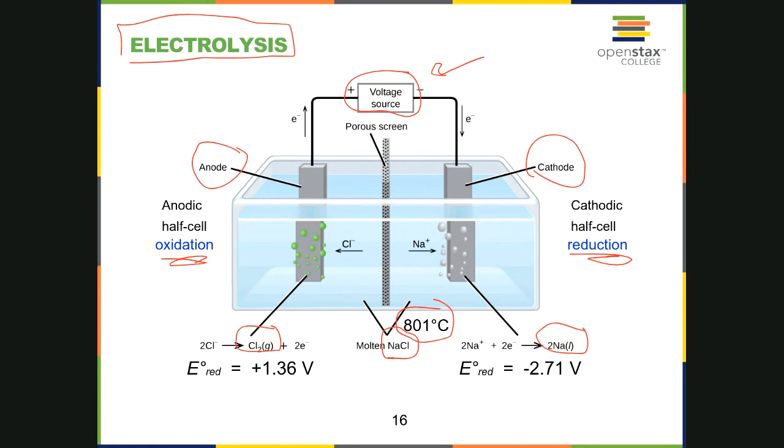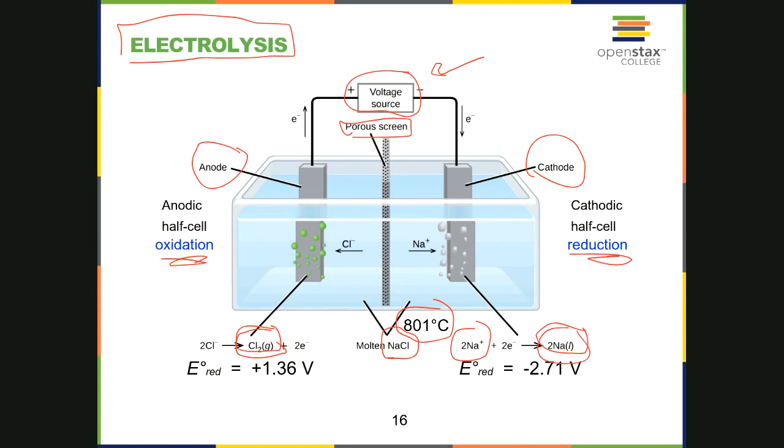And our salt bridge this time is a porous screen. It would be like a piece of porcelain that has very small holes in it. So we heat it up to 800 degrees, and then what's going to happen on the anode side is we're going to oxidize chloride, and we're going to make it into chlorine gas. And then on the other side, we're going to reduce sodium cation into sodium metal.